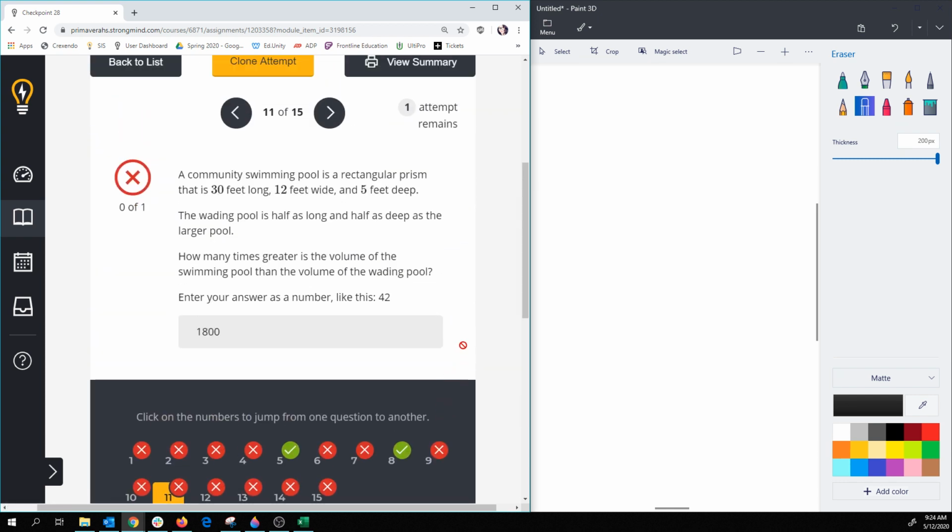All right, number 11. So 11 says that a community swimming pool is a rectangular prism shape that is 30 feet long, 12 feet wide, and 5 feet deep. A wading pool is half as long and half as deep as the larger pool. How many times greater is the volume of the swimming pool than the volume of the wading pool?